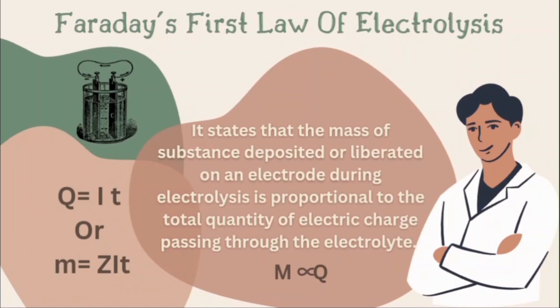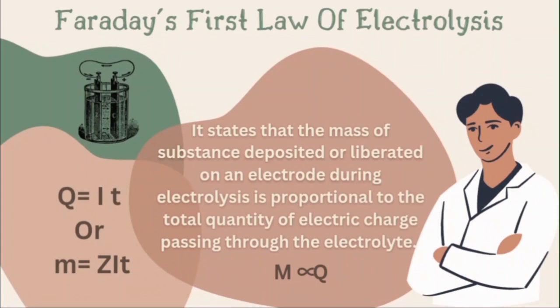m is directly proportional to Q, where m is the mass of the substance liberated or deposited on an electrode, in grams, and Q is the total quantity of charge passing through the electrolyte, in coulombs. Q equals It. Therefore, m is directly proportional to It, where I is the intensity of the current, in amperes, and t is the time for which the current passes, in seconds, or m equals Zit, where Z is the constant of proportionality called the electrochemical equivalent of a substance, and m is the amount of substance produced by the electrochemical reaction, precipitated, dissolved, evaporated or reduced, in grams.